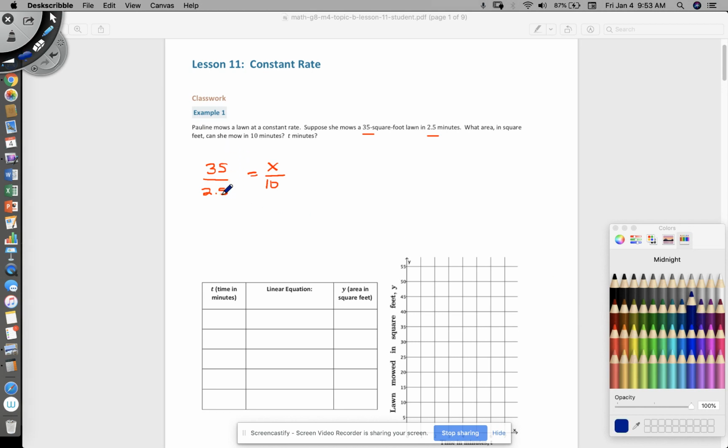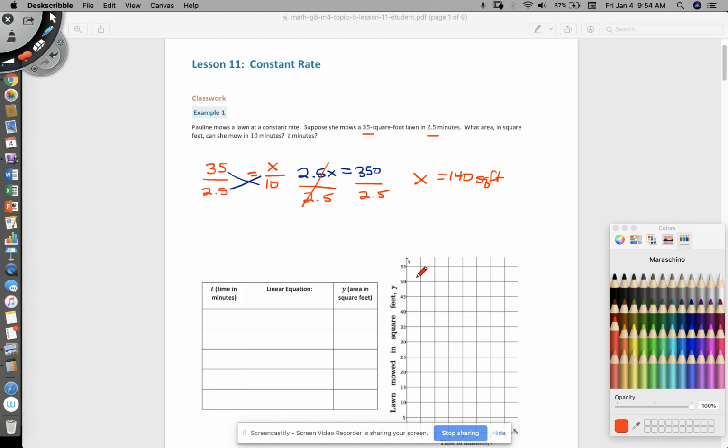So again, just like we did on the previous lesson, we're going to cross multiply. So we get 2.5 times X gives me 2.5X, and we're going to do 35 times 10, which gives me 350. Now this is asking me 2.5 times what gives me 350. If you're not sure, you just divide. What you do to one side, you do to the other. These here are going to cancel, and 350 divided by 2.5 is going to give me 140 square feet that she can mow.